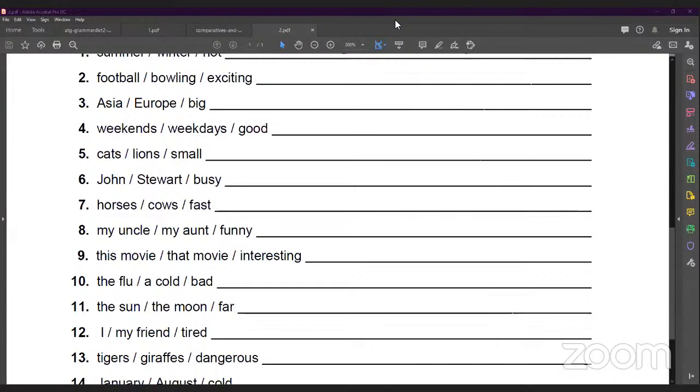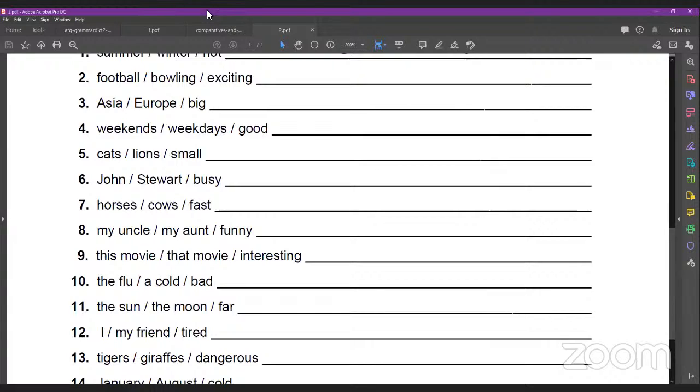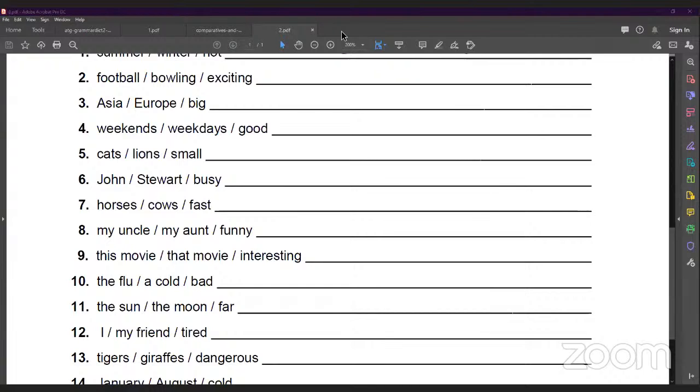Number 4 and 5, please. Miss Allinson, thank you. 4 and 5. Weekends are better than weekdays. Good. Number 5. Cats are smaller than lions. Thank you. Miss Ortega, please. 6 and 7. John is busier than Stewart. Horses are faster than cows. Good. Miss Melanie Rivas, thank you.